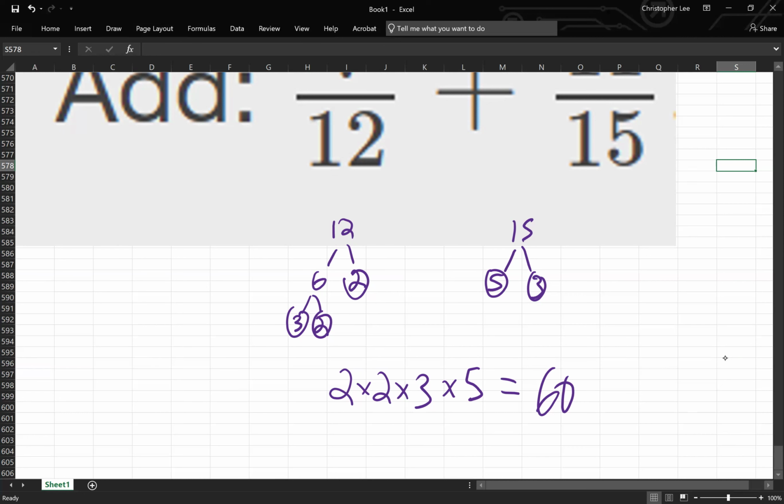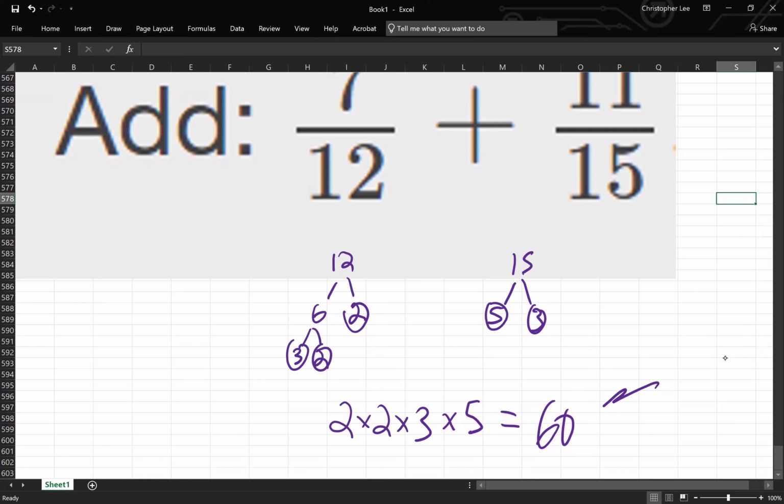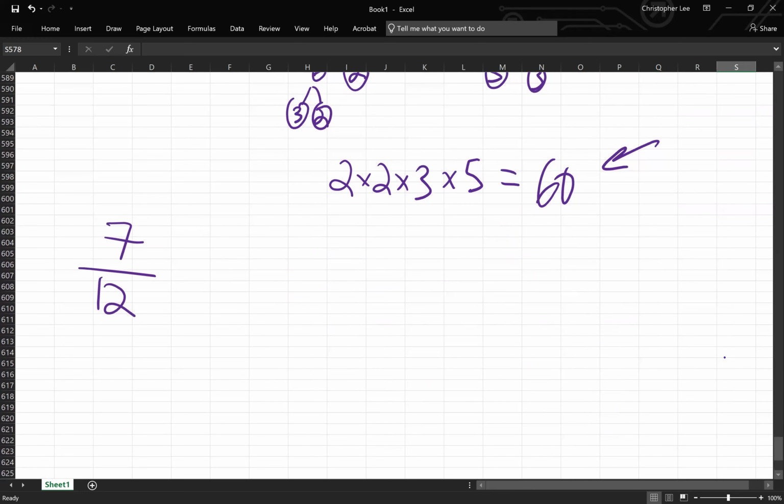Not bad, right? So, oh, I didn't even get to the top yet. Yeah, this is just the denominator. So the common denominator is 60. So now you have 7 over 12, right? Plus 11 over 15. So how do I make a 12 into 60? I have to multiply that by 5, right? But what you do to the bottom, you got to do to the top. How do I get 15 to 60?